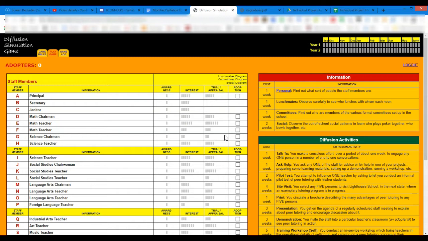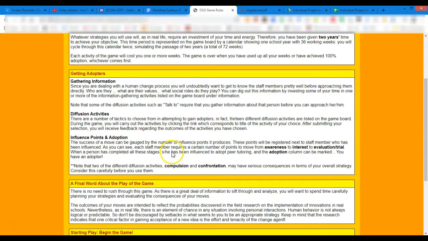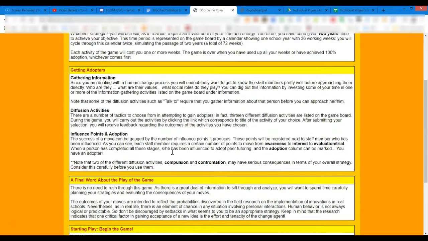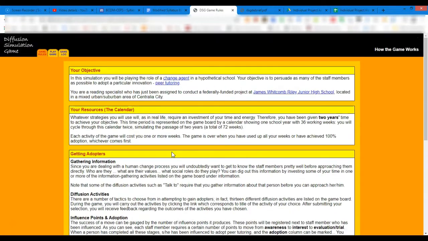Before you start a game, there is a description of what this game is about. So basically, click on game rules. Here are the game rules I want you to read. It's only one page. So basically, in this game, you will be playing the role of change agent.